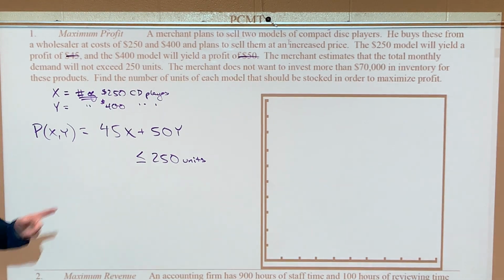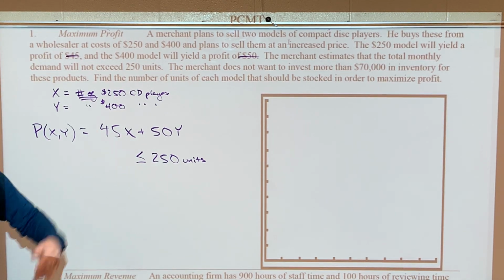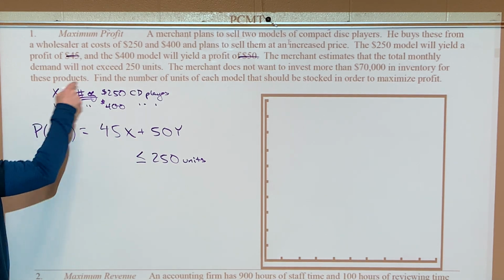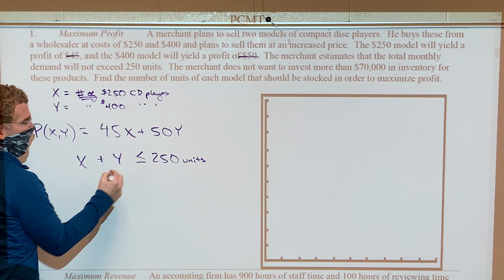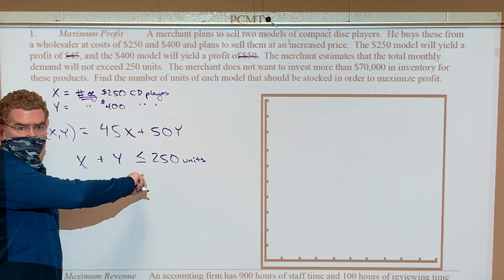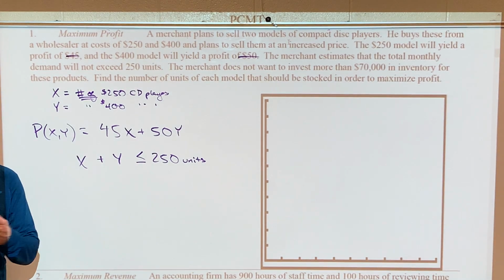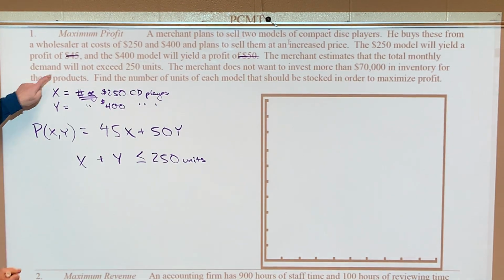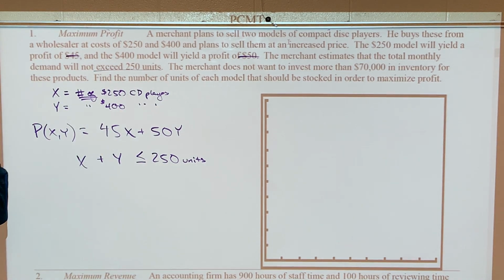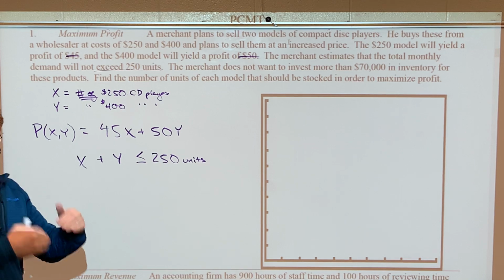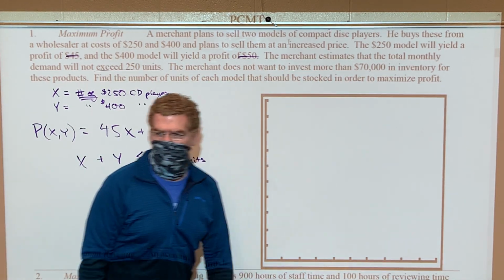That's great, because X is a what? It's a unit. It's an actual CD player. So the number of these plus the number of these will not exceed, but could be equal to that many. And the units match up. Are you following me? Okay, so that takes care of will not exceed 250. Then it says the merchant does not want to invest more than $70,000. What does not want to invest more than $70,000 mean?